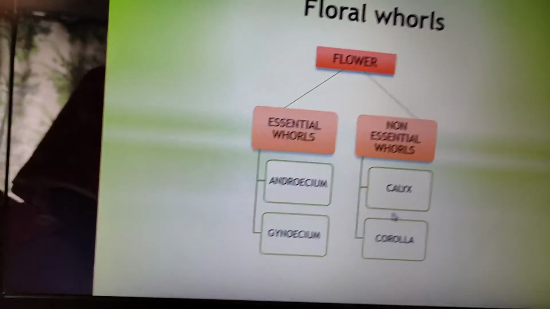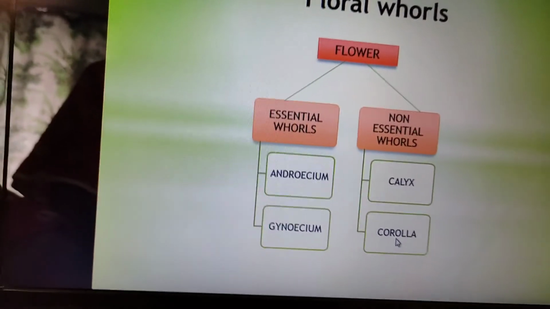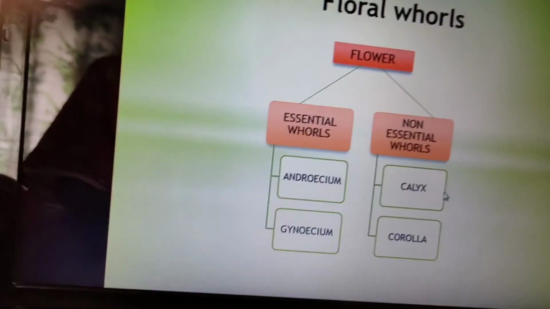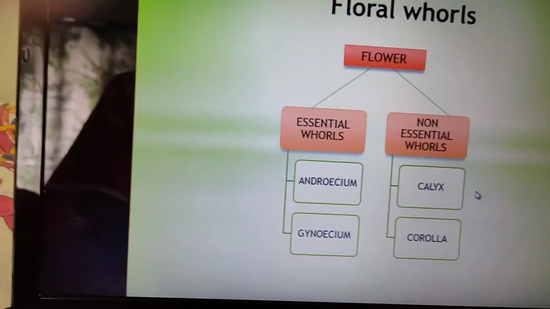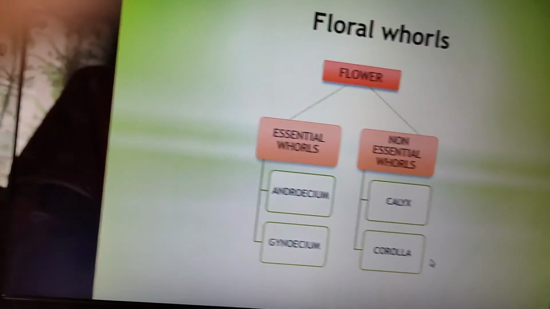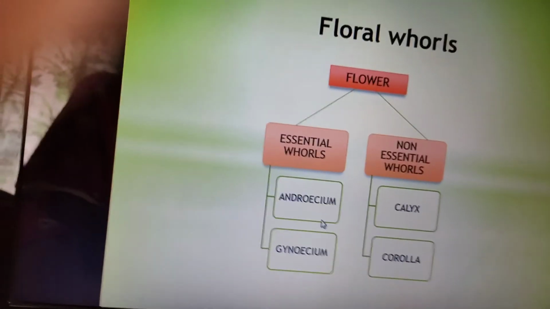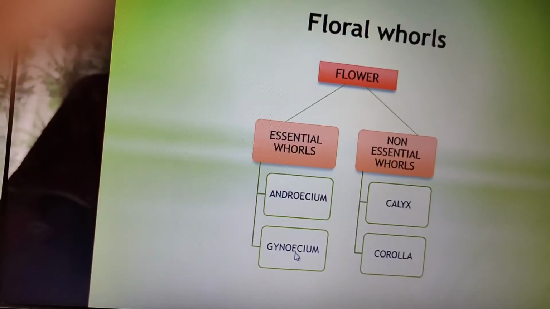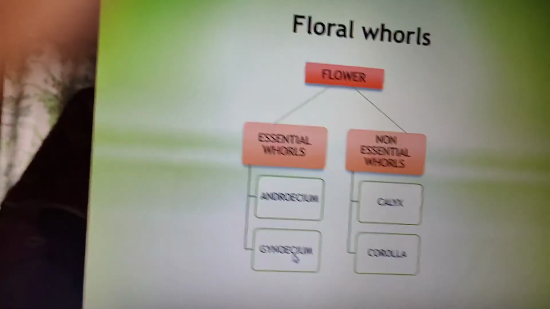What are the non-essential whorls? The calyx and corolla are known as non-essential whorls. The unit of the calyx is known as the sepal. The unit of the corolla is known as the petal. The unit of the androecium is known as the stamen, and the unit of the gynoecium is known as the carpel or pistil.